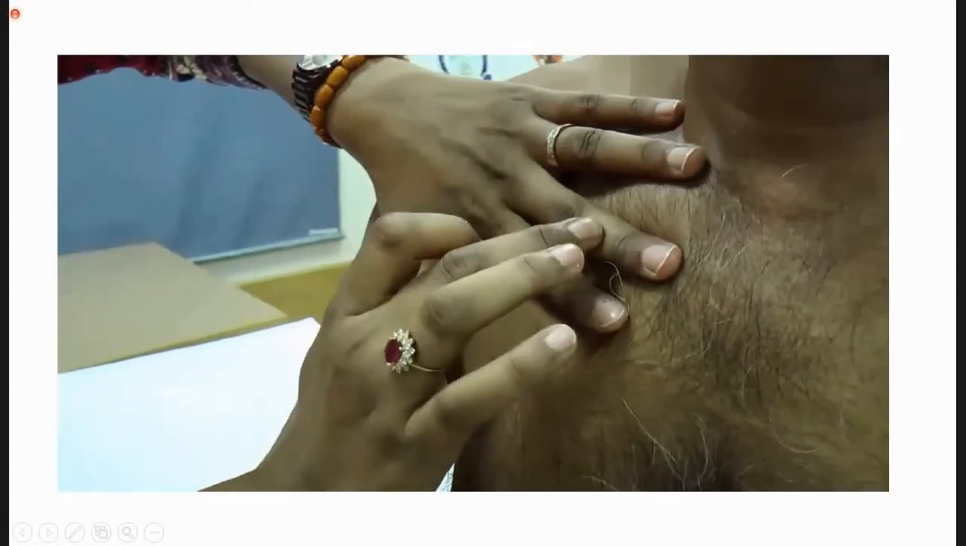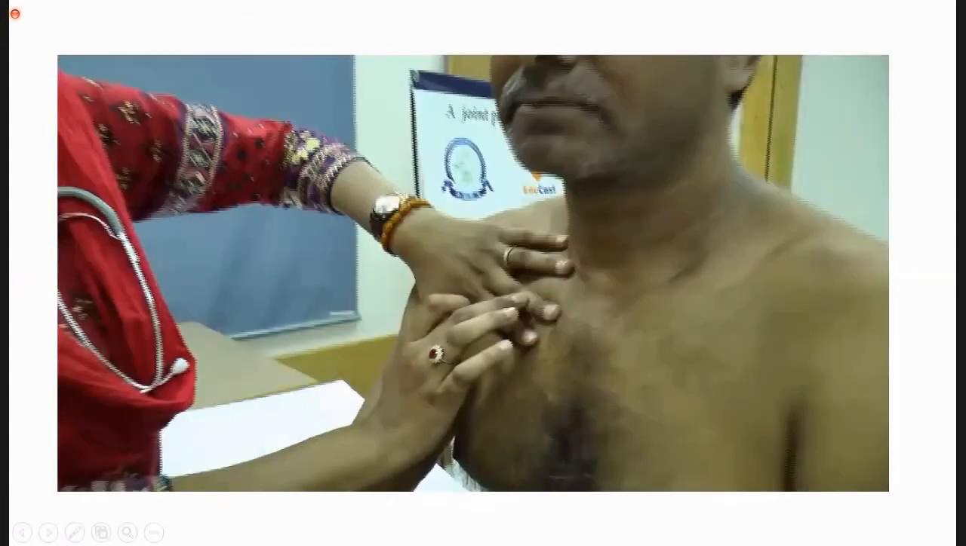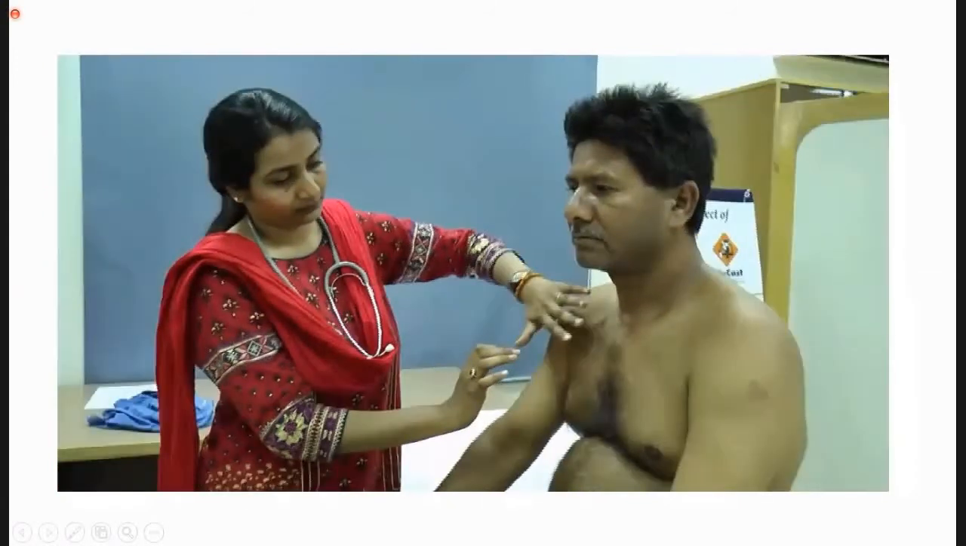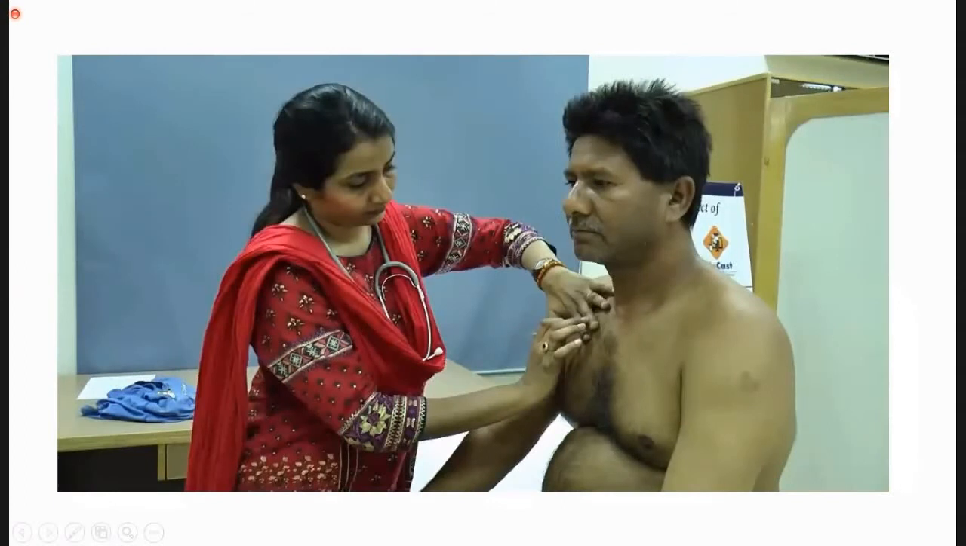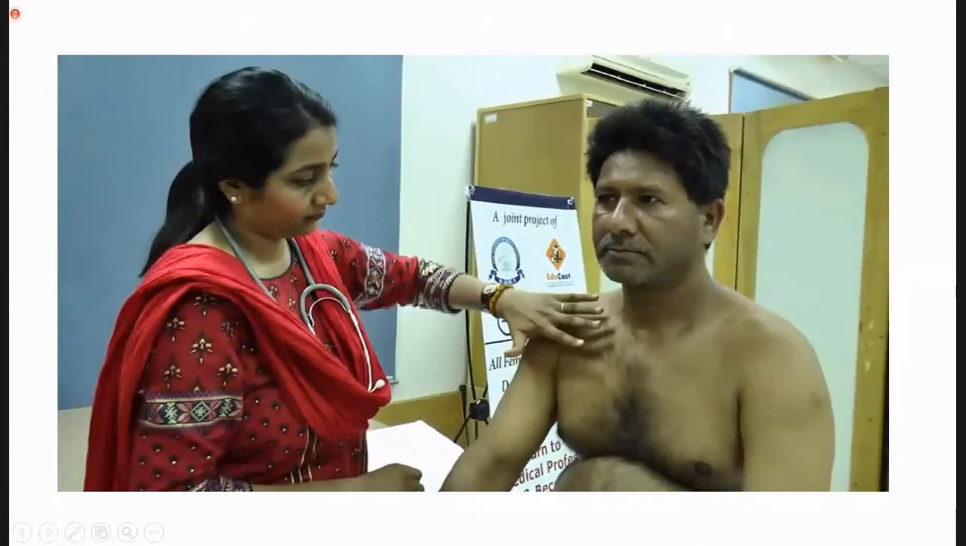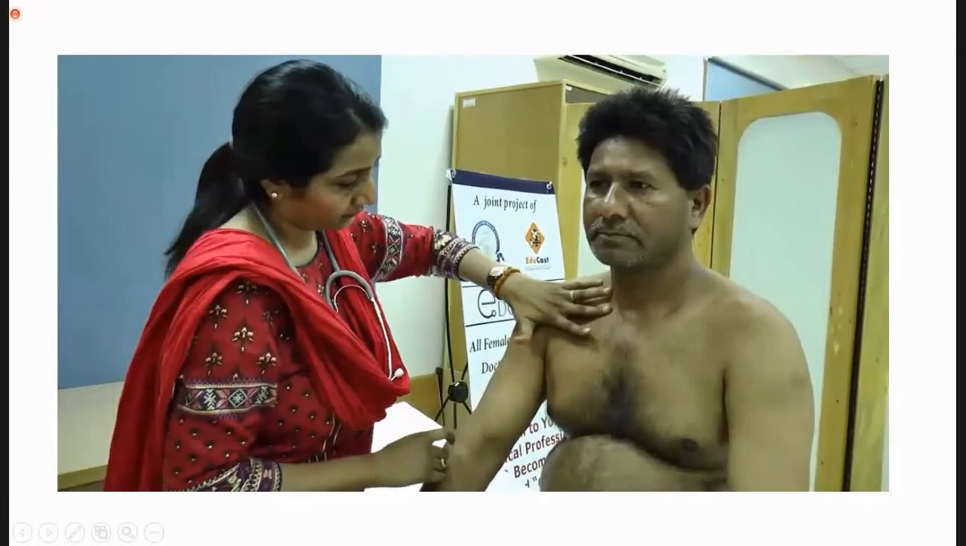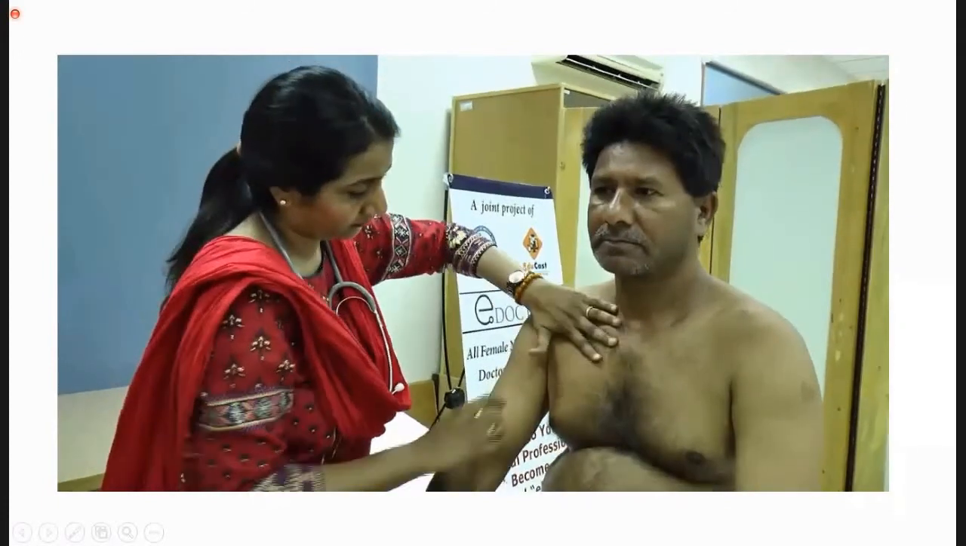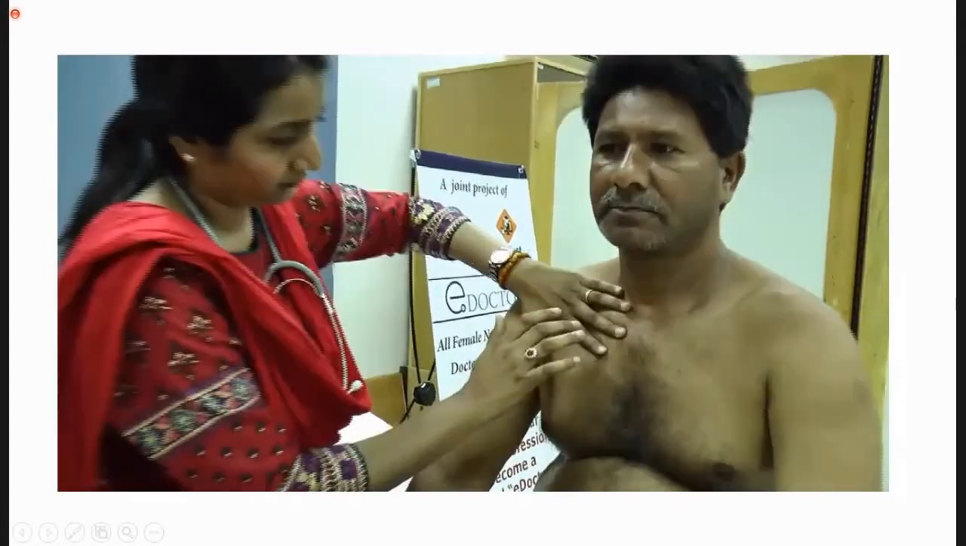Next, remove the percussing finger quickly so that the note that is generated will not be dampened. As you can see, this is how you percuss the patient. Percuss the lung apex by placing the palmar surface of the left middle finger across the anterior border of the trapezius muscle, overlapping the supraclavicular fossa and percussing downwards.